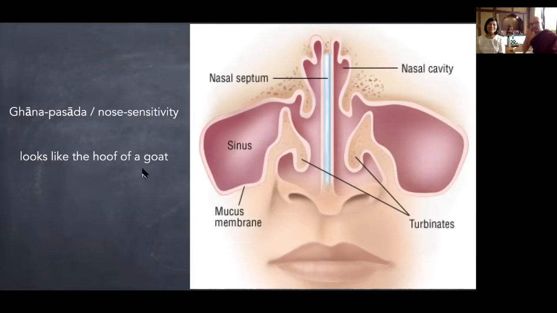Anyway, from our senses, the one that is closest to the brain is actually the nose sensitivity. This is what we are talking about.